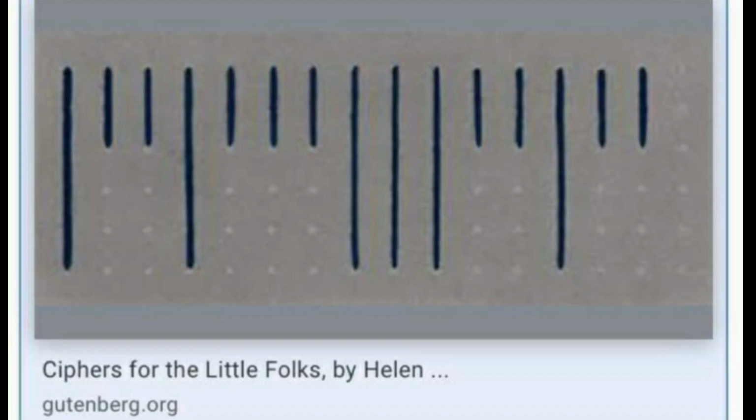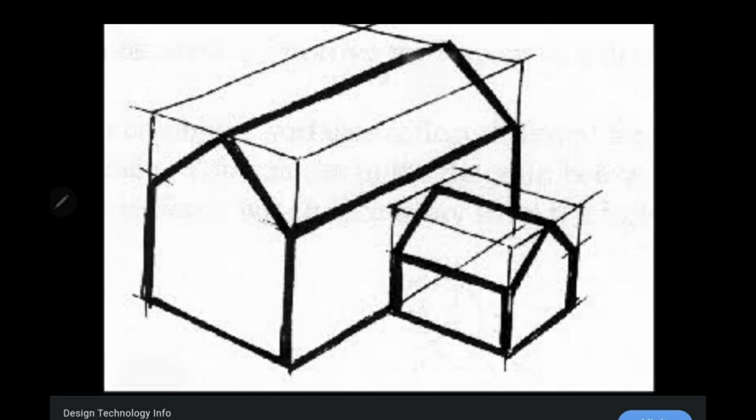Lines have many qualities. They may be short or long, fine or thick, heavy or light, wavy or jagged, straight or curved. Lines may move in several directions.